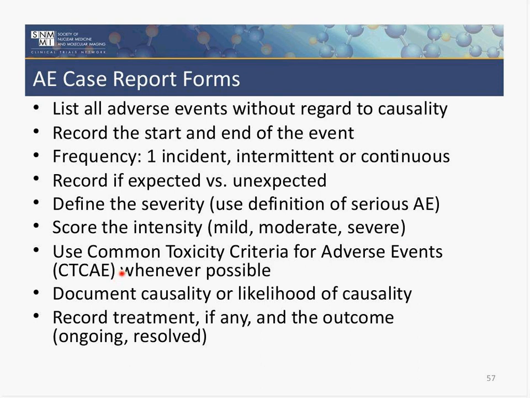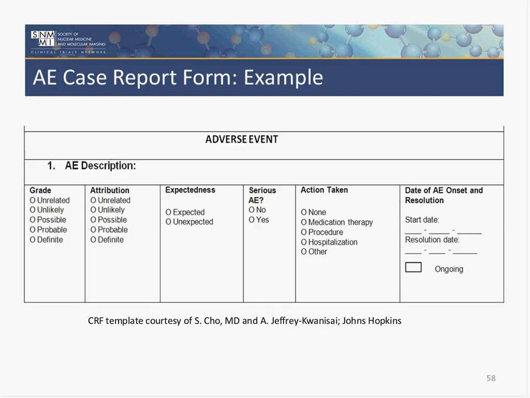Use a standard dictionary of terms called the common toxicity criteria, and document whether or not the PI considers it to be caused by the drug. An example of one adverse event case report form: the attribution was graded from unrelated to the drug all the way up to definite. Was it expected or unexpected? Was it serious, yes or no, by those definitions that I showed you? What action was taken? What was the start and resolution date, or is it ongoing?